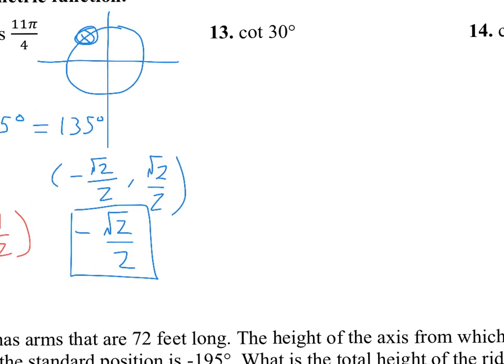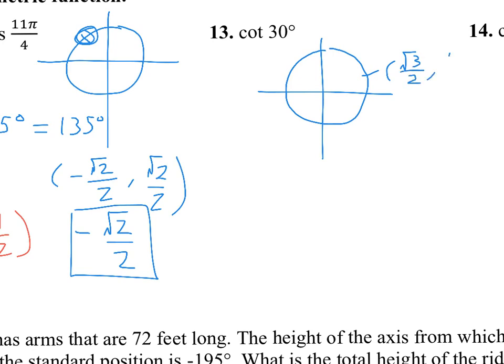Okay, we have one in quadrant 1. You know that it's going to be positive because all 6 of them are positive. 30 degrees is right here. What are the coordinates there? That's positive rad 3 over 2 and 1/2.